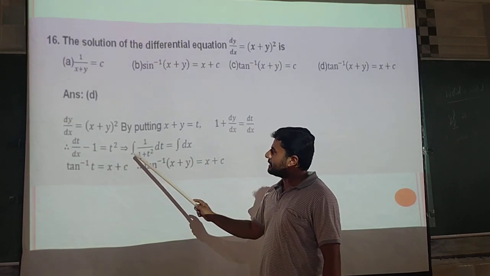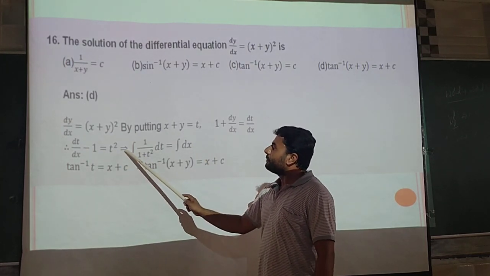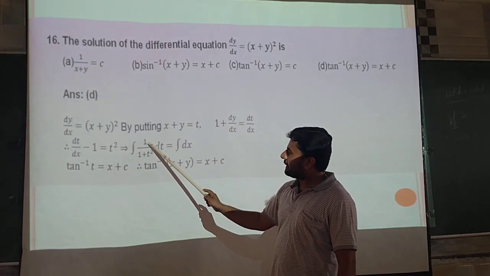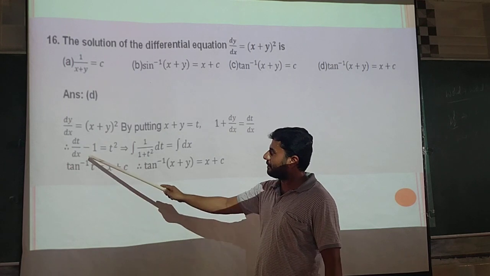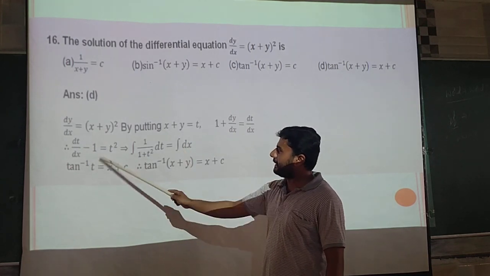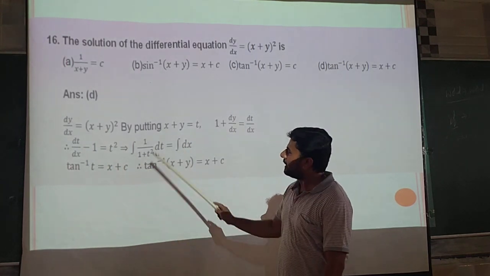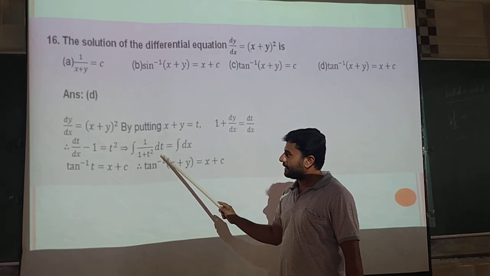Then dt by dx minus 1 is equal to t square, which gives dt by dx equal to 1 plus t square. The variables are separable. Separating the variables, integral of dx on one side, and shifting, integral of 1 by 1 plus t square into dt on the other.